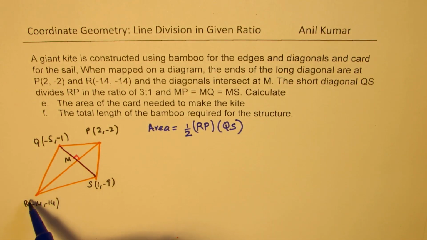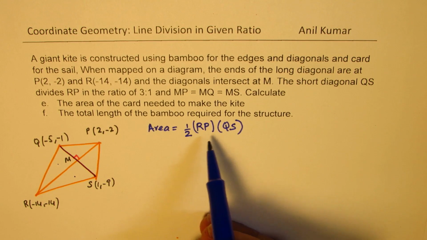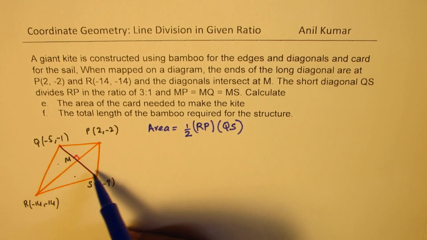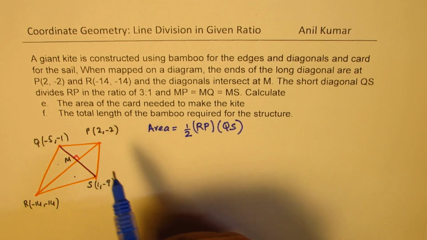It is a very simple proof: half base into height, and these two are congruent, so it becomes again half base into height, and so you get this formula, right? So basically, let's find the lengths of the diagonals to find the area.